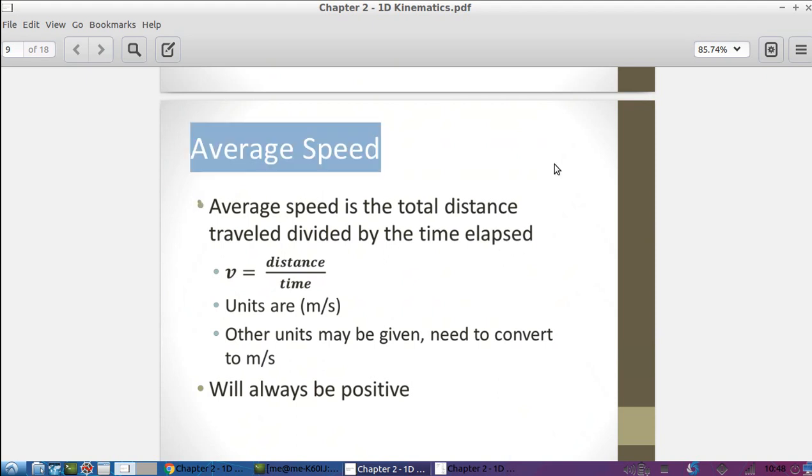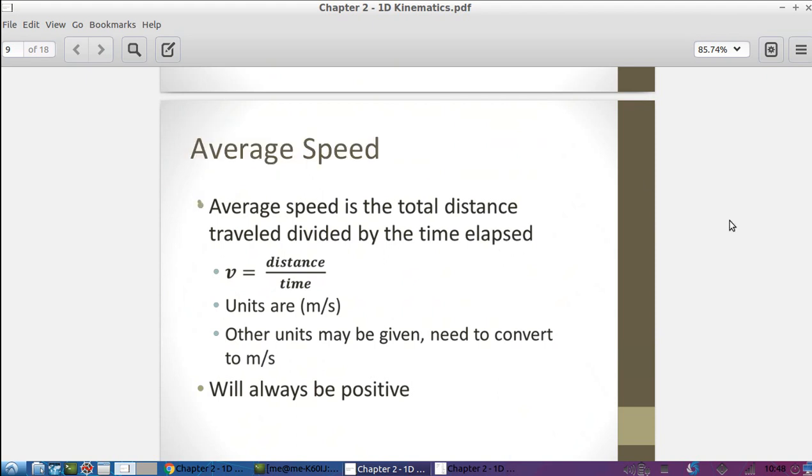Speed and velocity are different. Sorry about that. Speed and velocity are different. Speed is the total distance I travel with respect to time. Distance is always positive. Distance is a scalar. We saw that earlier in the last example. Distance is positive. Time will always be positive. We have the same units. But it is a scalar, so it will always be positive.